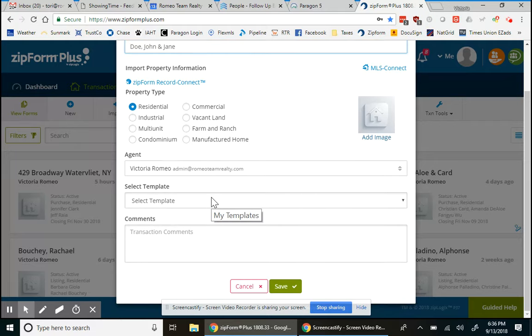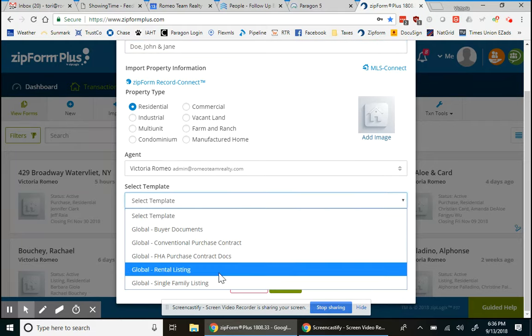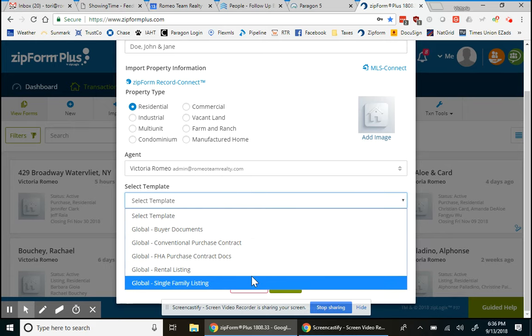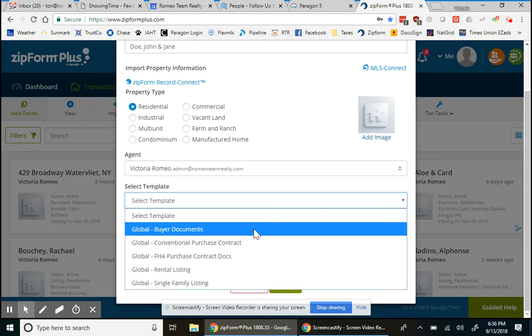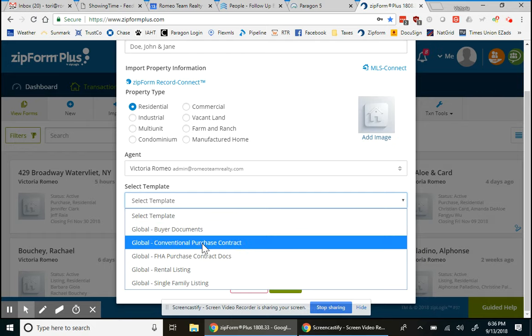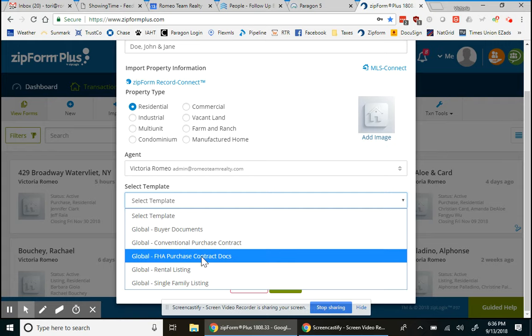And then you're going to select your template. So the company has templates all here. So you never need to worry about what type or what documents need to be where. Buyer documents are for if you're taking on an exclusive buyer's agency agreement, that's what buyer documents are. Otherwise, you're going to have a conventional purchase contract or an FHA purchase contract.